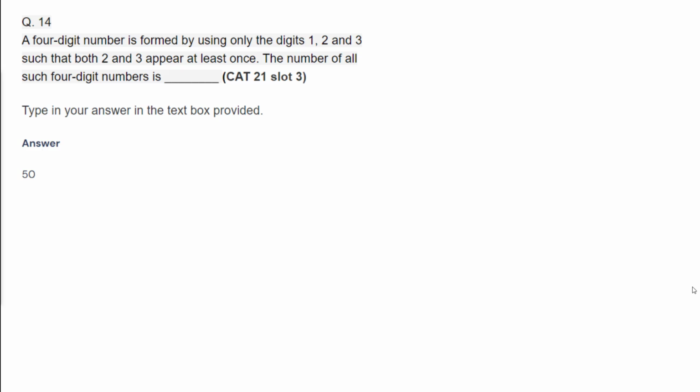We can solve this question in an opposite way. Let's find how many numbers you can form without 2, without 3, without 2 and 3, and then subtract. So total 4-digit numbers that we can form without any condition: for the first place there is a choice of 3 digits, second place 3 digits, third place 3 digits, and fourth place 3 digits. Total 3 to the power 4, total 81 4-digit numbers we can form.